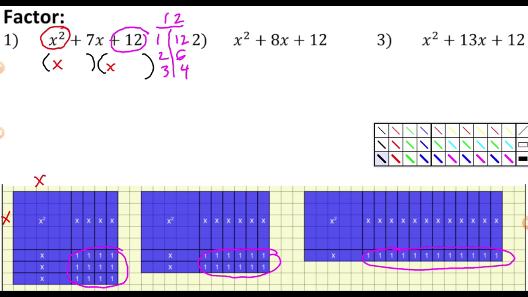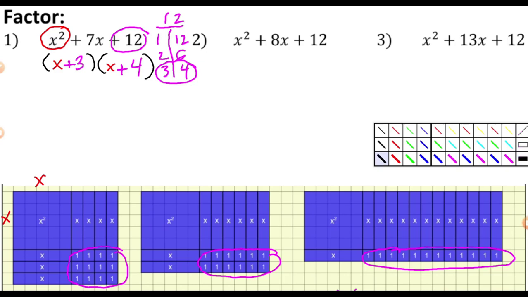Now, once we have that, how do we know which one of these is my answer? Should I plug in the 2 and the 6? Should I plug in the... Well, if you look at this, what is 3 plus 4? Well, 3 plus 4 is 7. So I think that's my answer. Let me show you why. And they're both going to be positive because we're trying to make a positive 12.